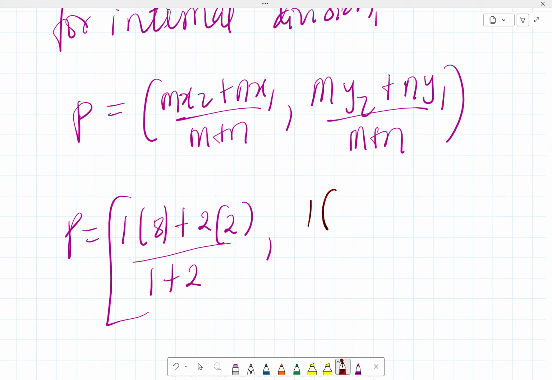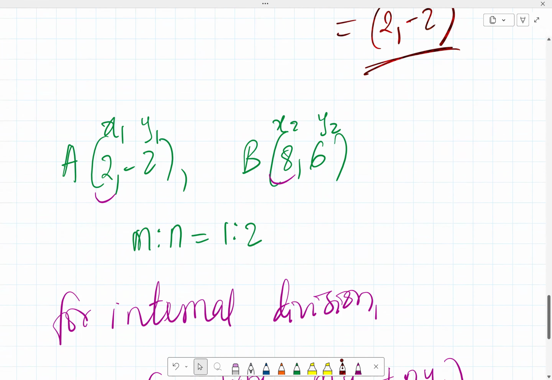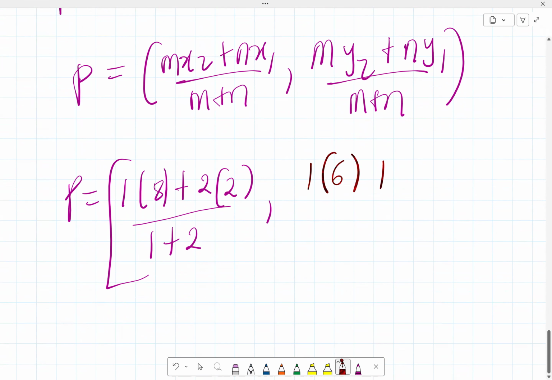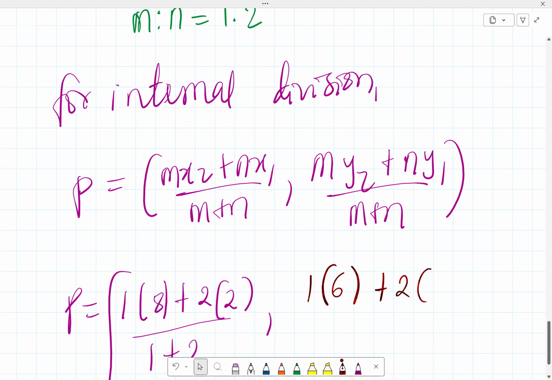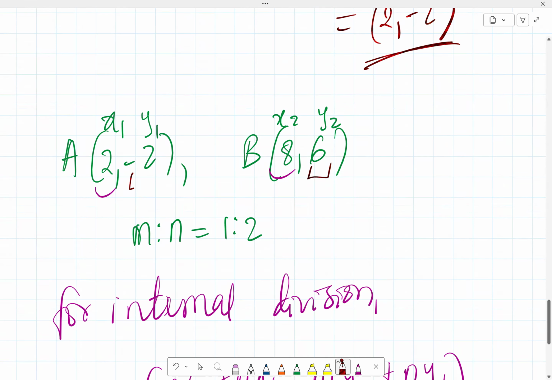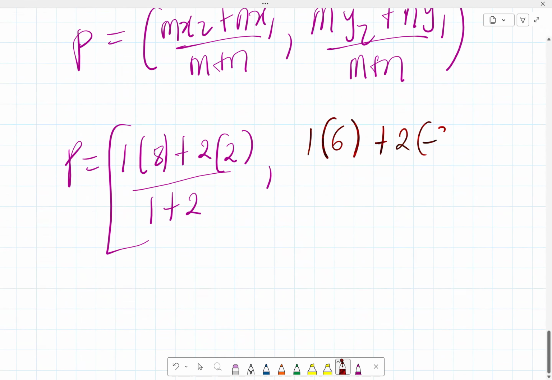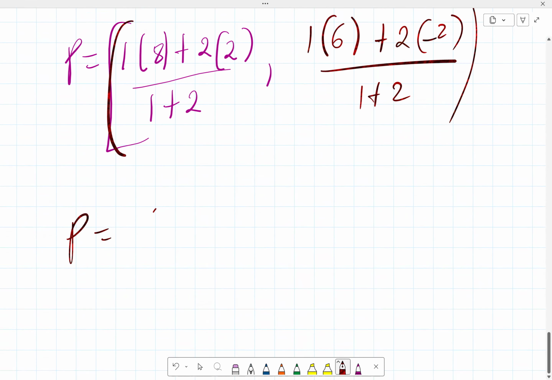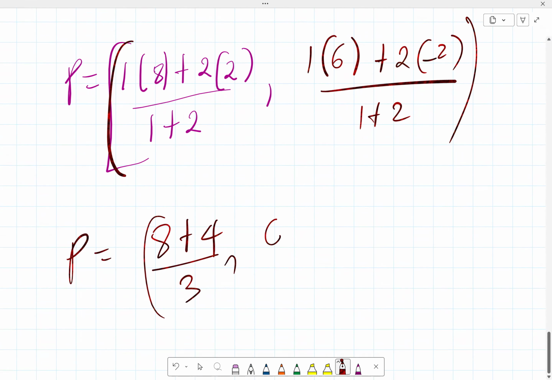So that's 1 into y2, and y2 is 6. Okay, so you have y2 is 6. N is 2 into y1, which is minus 2. Okay, that's minus 2 all over 1 plus 2 again. So that P now is equal to 1 times 8, 8, plus 2 times 2, 4, all over 1 plus 2, 3, comma, 1 times 6, 6, minus 2 times 2, that's 4, all over 3.